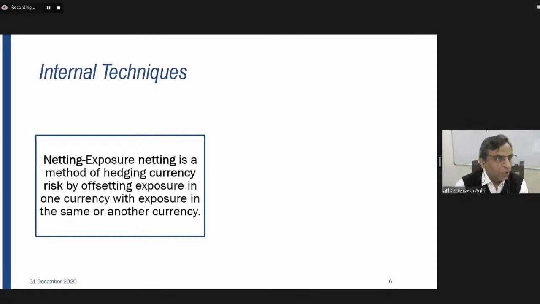Okay, thanks a lot. So now come to the netting. So, exposure netting is a method of hedging currency risk by offsetting exposures in one currency with exposure in the same or another currency. So you're doing netting. So once again, I read, exposure netting is a method of hedging currency risk by offsetting the exposure in one currency with exposure in the same or another. So either it can be the same currency or another currency. So I'll give examples for both.